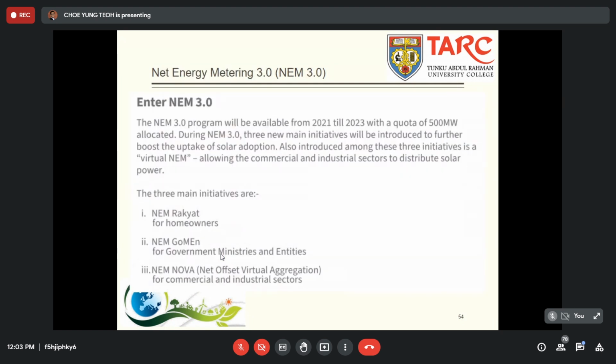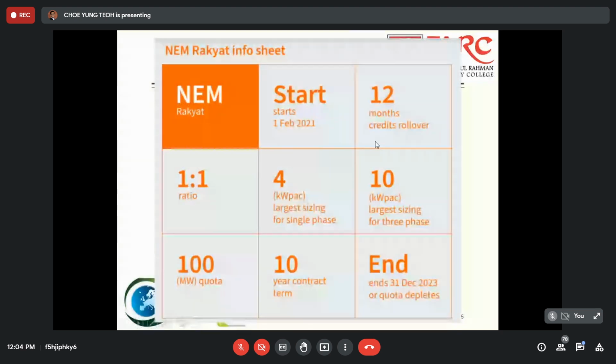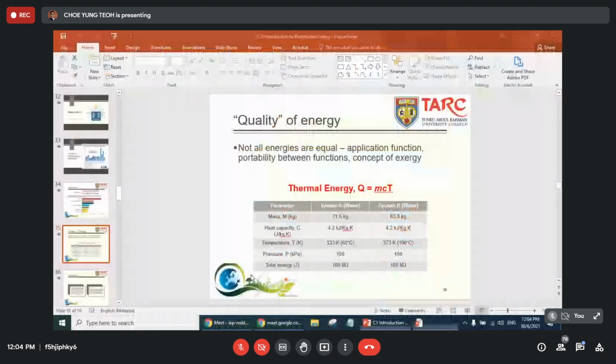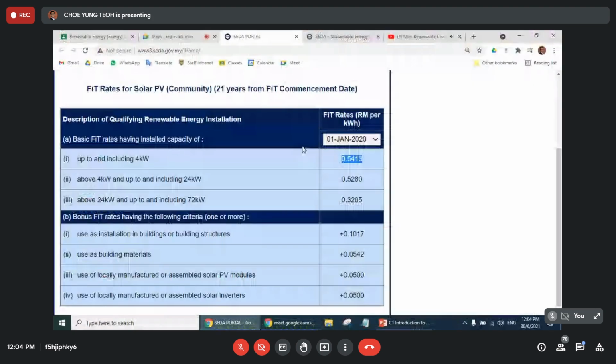So now, this is definitely a new slide, because it's quite new. This net metering 3.0, the new one, was just implemented this year, 2021. It's still fresh and it's still open for application. So what's the difference? This is from 2021 to 2023. You can see that it starts from 1st of February 2021, and you have 12-month credit rollover, 1-to-1 ratio. Let's check how much quota is left. I also don't know how much is left.